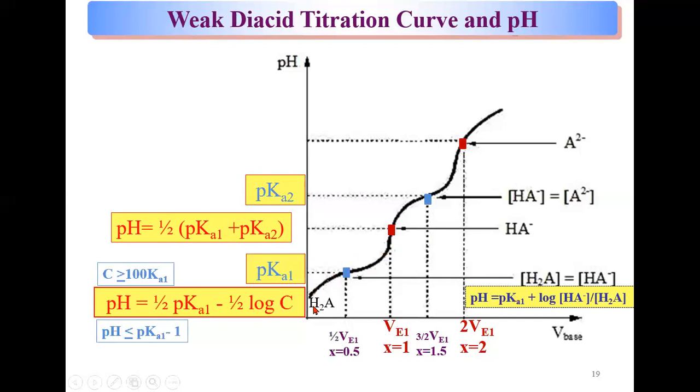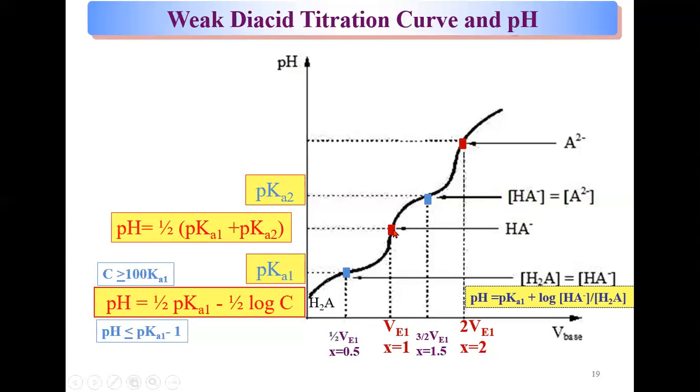Once all of the H2A moles have been converted into HA minus, and the concentration of H2A now is equal to the added base, all I have at the first equivalence is HA minus. What is HA minus? Yes, it's amphoteric. What is the pH of an ampholyte? Yes, it's pH equals half (pKa1 plus pKa2). And here you don't have to worry about the order of the pKa's.